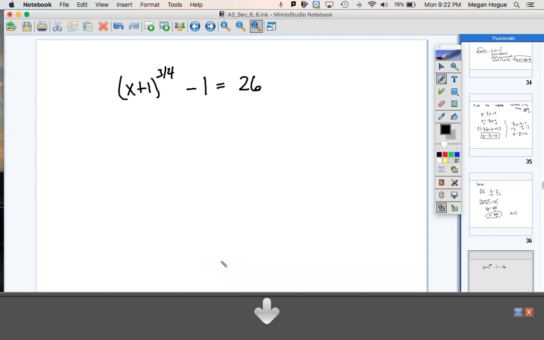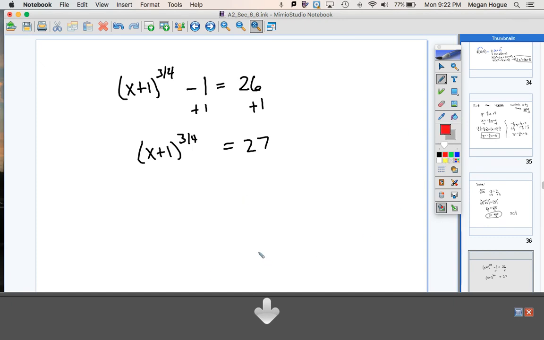The other type we had last week was when we had exponents that were fractions. Don't want to try and distribute that. We know you can't distribute exponents when there's addition or subtraction. So we want to get that whole thing by itself. So I'm going to add 1. I'm going to have x plus 1 to the 3/4 equals 27.